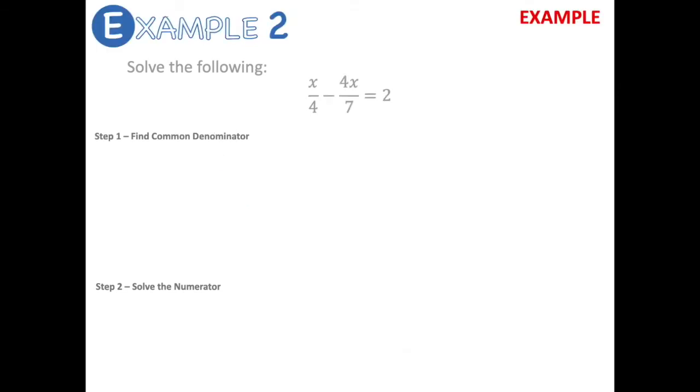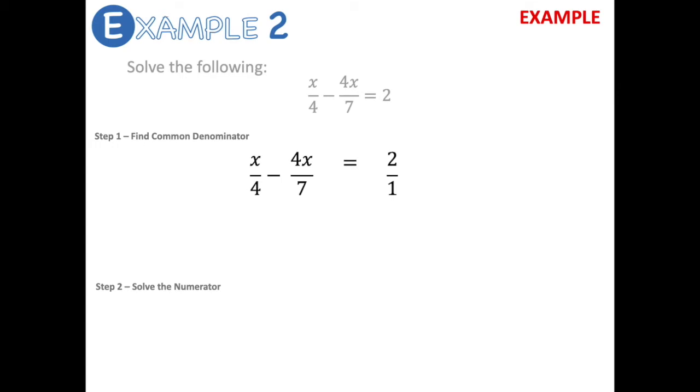Looking at a second example, I've got x over 4 subtract 4x over 7 is equal to 2. Before I go ahead and find my common denominator, I've got terms in my original equation that are with fractions and without fractions. So I want to convert all of my terms to be fractions. To do that, I change my 2 into the fraction 2 over 1, which has the same value, but now is in a fraction form.